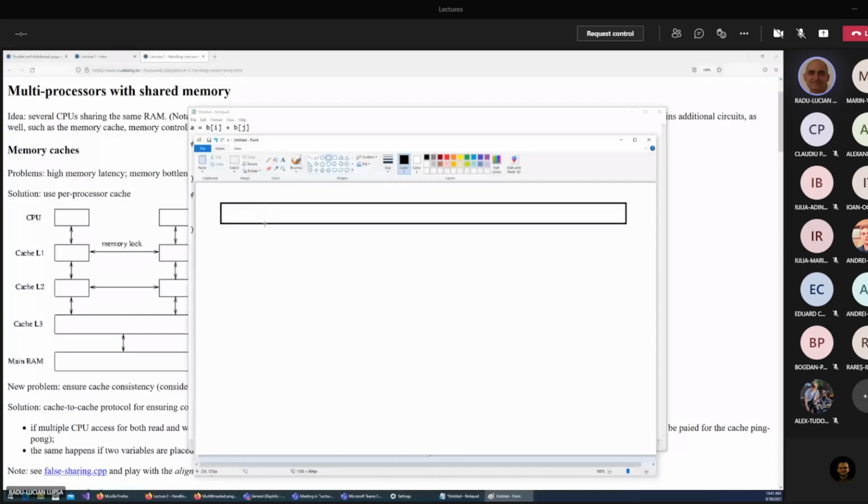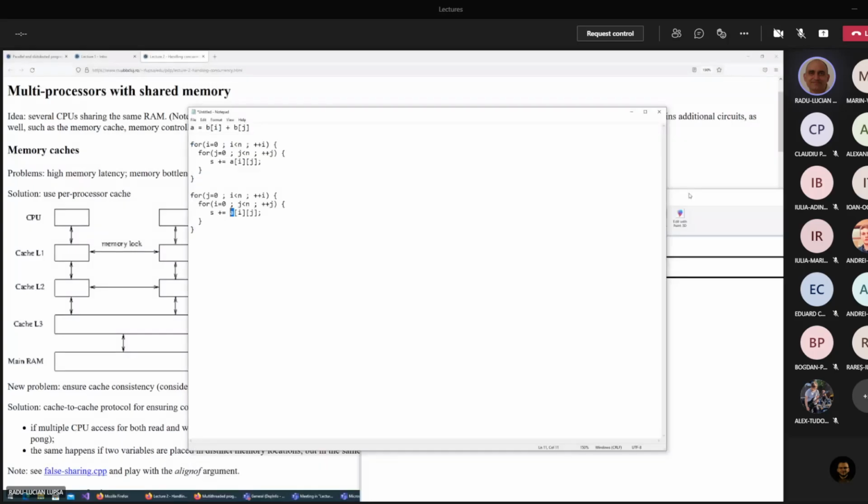So if the size is small, then chances are those two will run in the same amount of time, more or less. The size of the cache line, and so on.